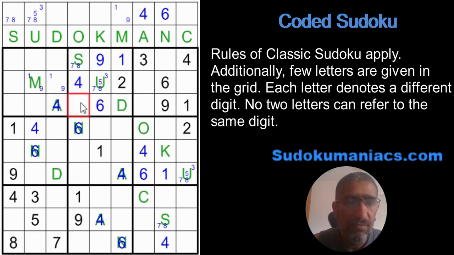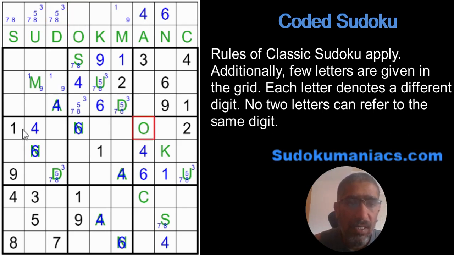So now here I have 3, 5, 7, 8 left. D also has to be 3, 5, 7, 8, right? Now if I look at the first three letters here, S, U, D, they're all forming a quadruplet of 3, 5, 7, 8. But for a quadruplet, I'll require a fourth instance as well. So let's wait and see how we can go forward.